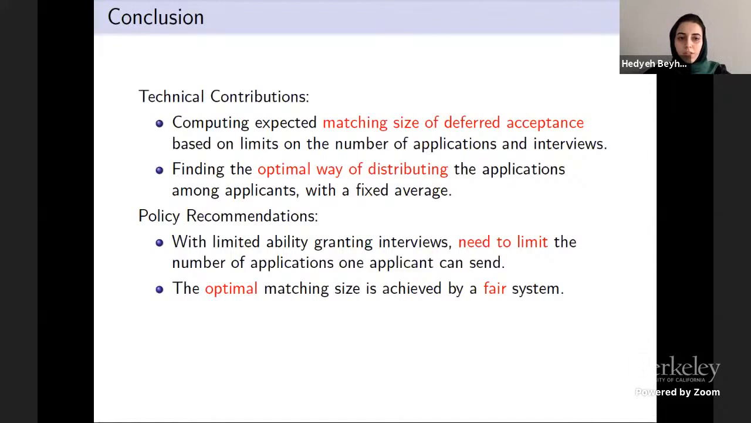Our work comes with 2 policy recommendations. The first one is that if we have limited ability granting interviews, we may need to limit the number of applications as well to have a large matching. And the second one is that the optimal matching size is achieved by a fair system.